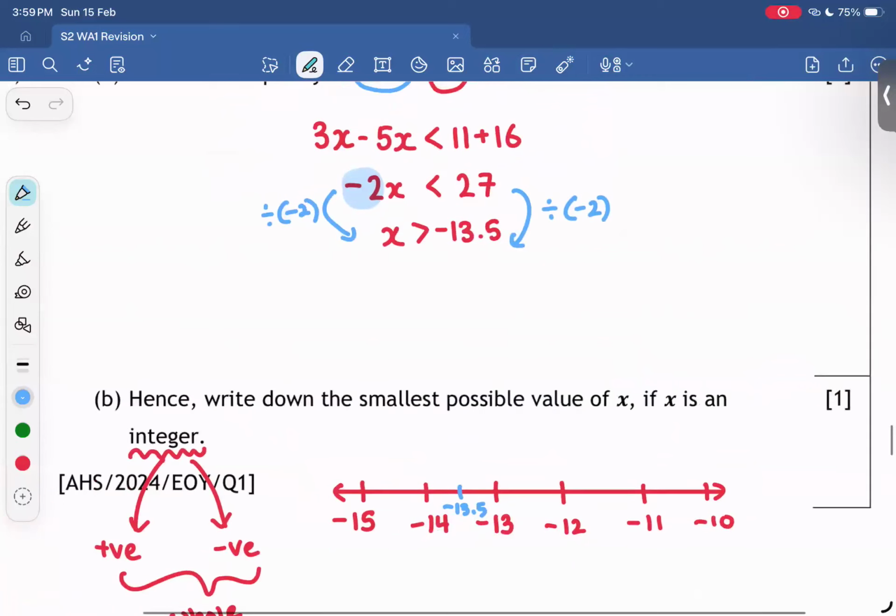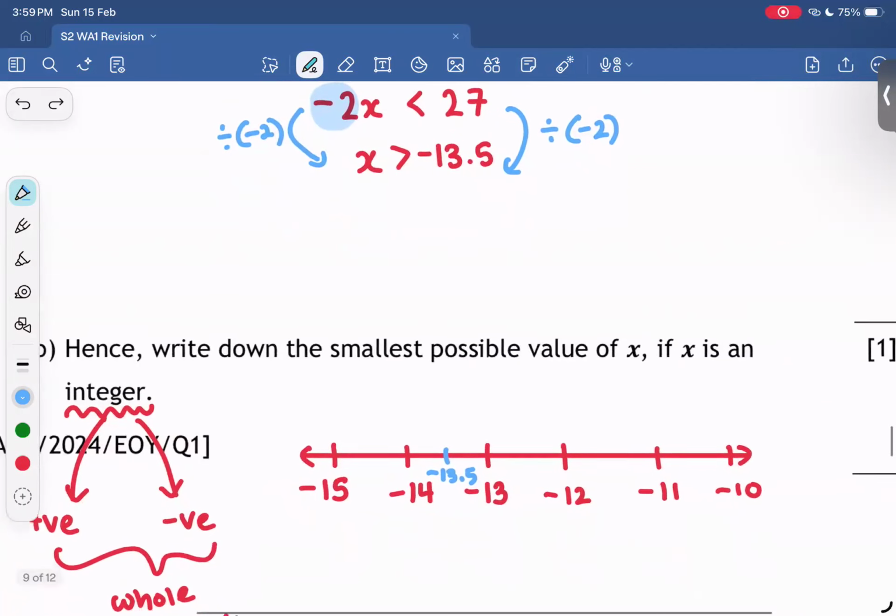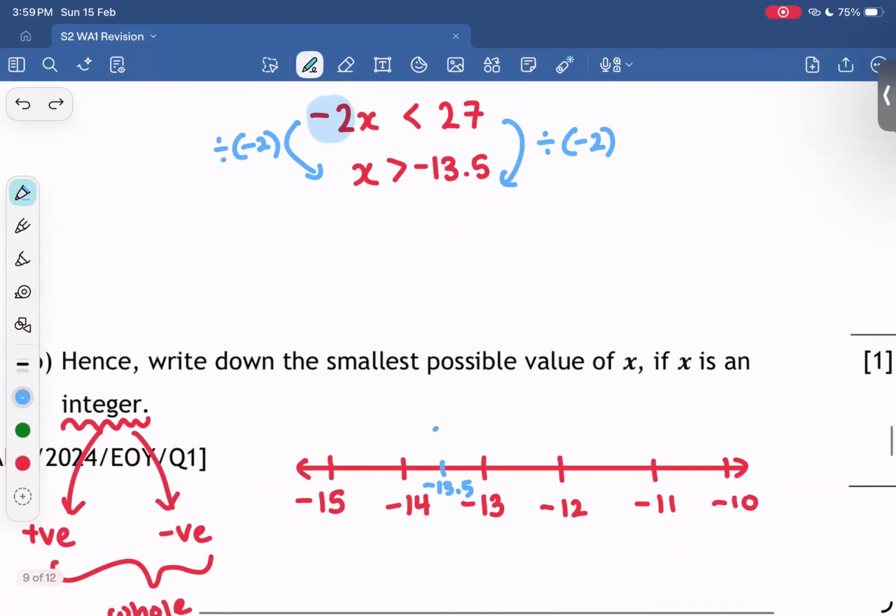Now how do I draw the solution? Since it's more than, not more than or equal to, it's just more than. More than means we don't include the solution, so our circle will be a hollow circle. We don't shade it. And then we say that it must be bigger. So bigger means do I go left or do I go right, guys? Bigger means I'm always moving to the right. So my answer will be to the right like that.